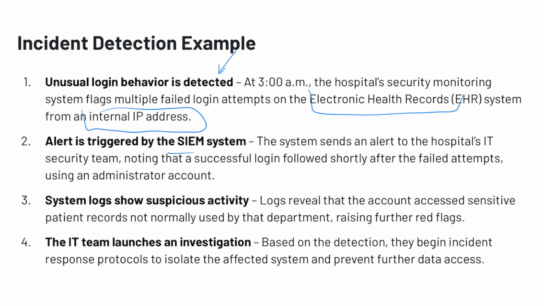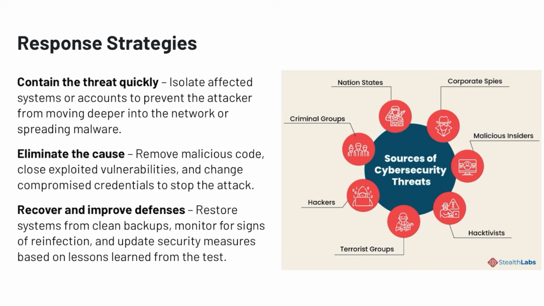The security team checks logs, and these logs show suspicious activity. And so based on that, the IT team launches an investigation. So they begin responding to the actual situation. They begin the incident response protocol, which is what we'll talk about as part of the next stage. Okay, so next we're going to discuss what the response looks like.